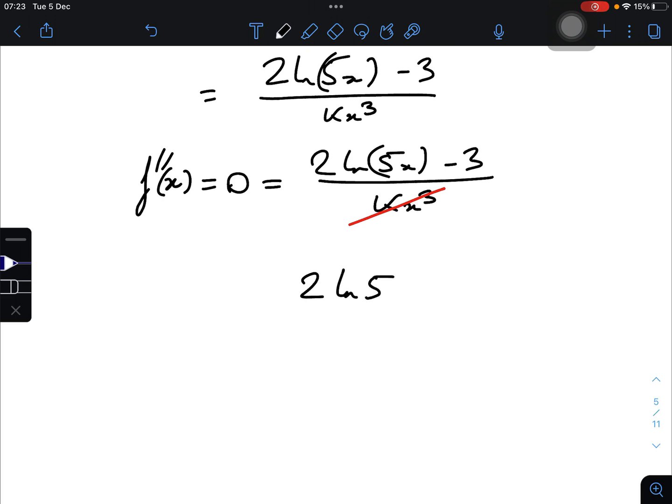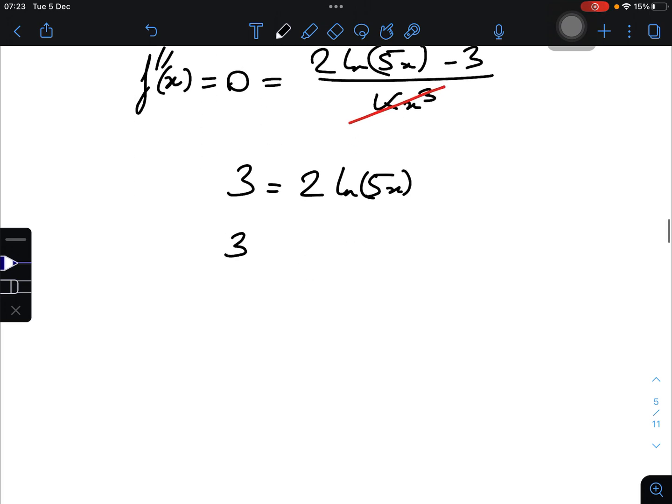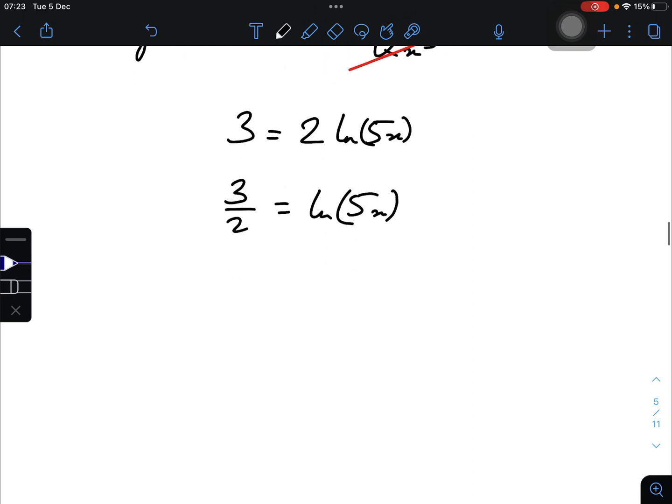So if we've got 2 ln of 5x equal to 3 left over, so 3 over 2 equals ln of 5x. I won't write it out again, but that means that e to the 3 over 2 would equal my 5x. And so therefore, x is equal to 1 over 5 e to the power of 3 over 2.